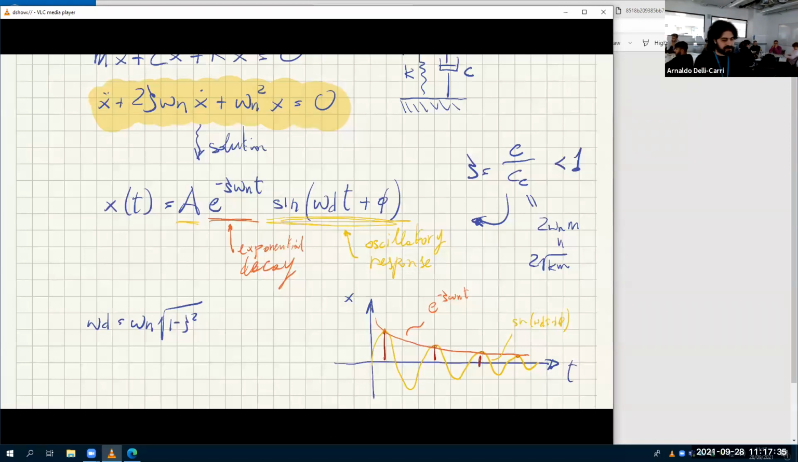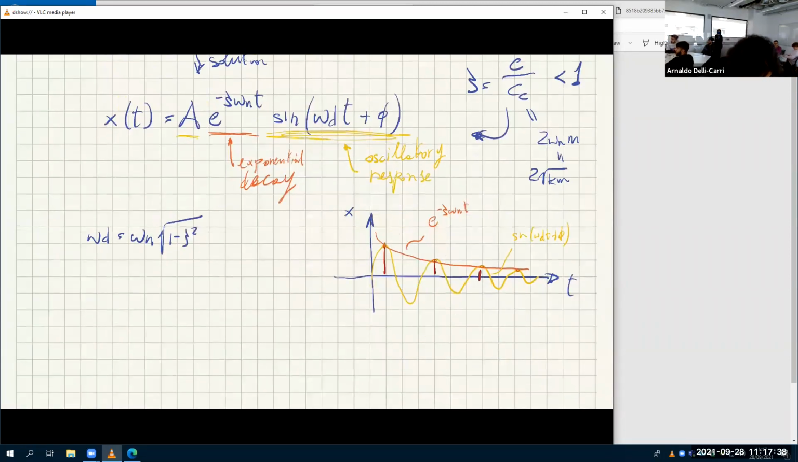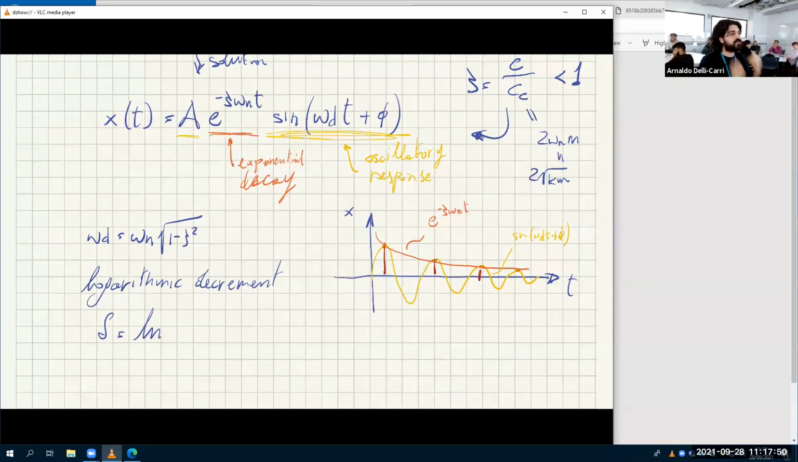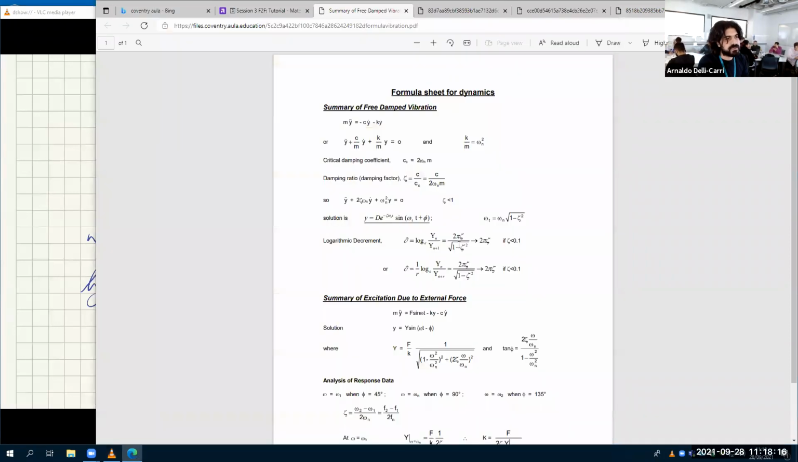So that also means that we can define the logarithmic decrement delta, which is the log. Ln means the natural log, so log in base e, of a ratio of two successive amplitudes, say an over an plus 1, and that's equal to say 2 pi zeta over the square root of 1 minus zeta squared, I believe. Check. Yes.